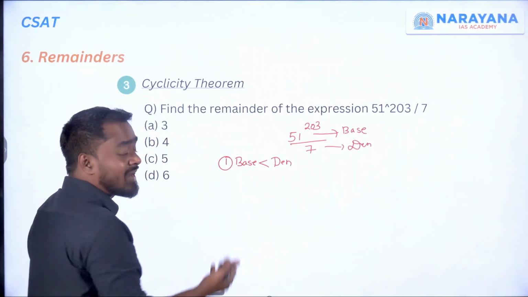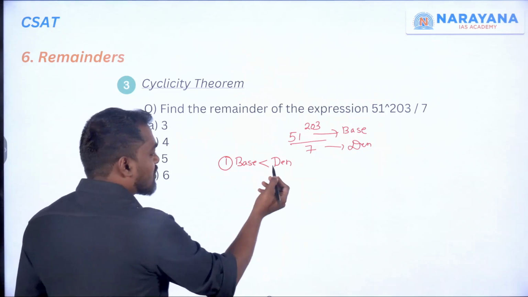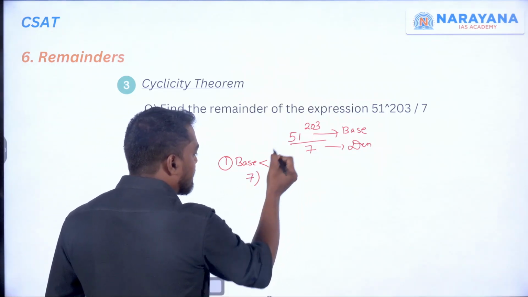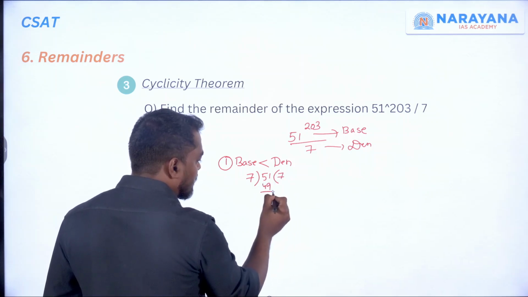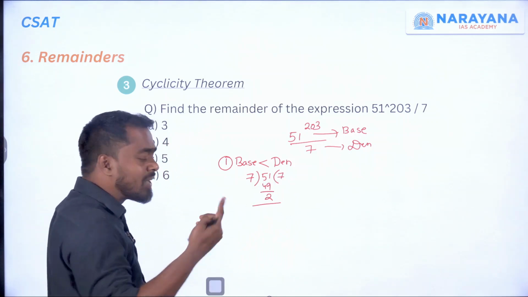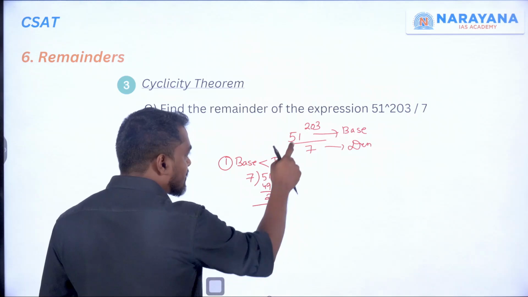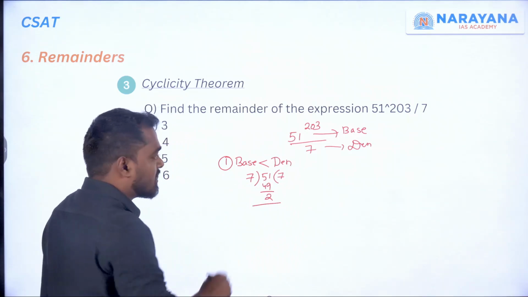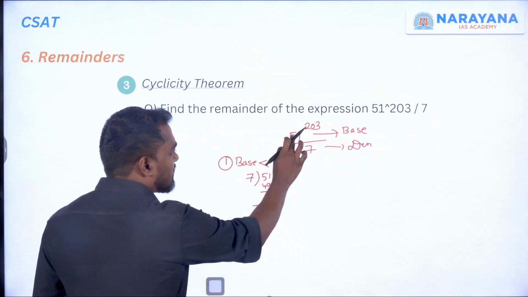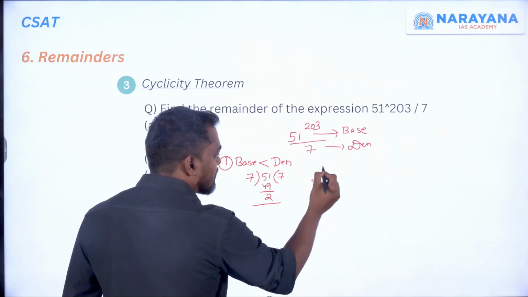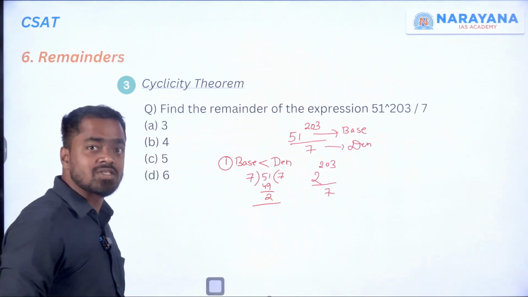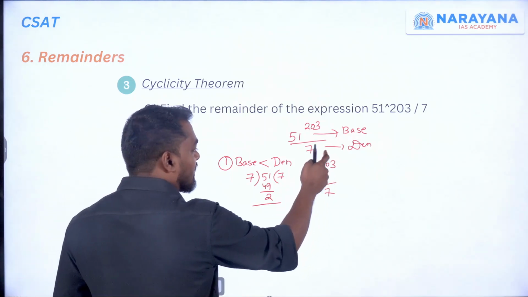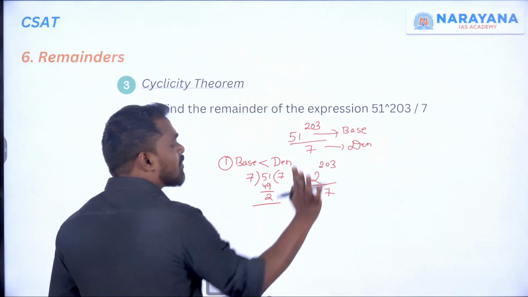But 51 is greater than the denominator. Then what you have to do? Divide that base with this denominator. 7 sevens are 49, 2 is the remainder. It is completely fine to substitute this base with this remainder. So 51 can be replaced with 2, giving 2 to the power 203 by 7. So this is your simplified expression. If you find the remainder for this expression, that will be your remainder.